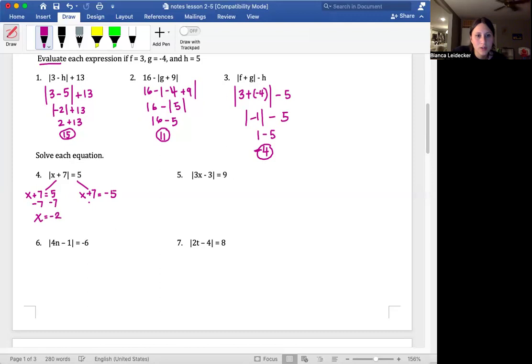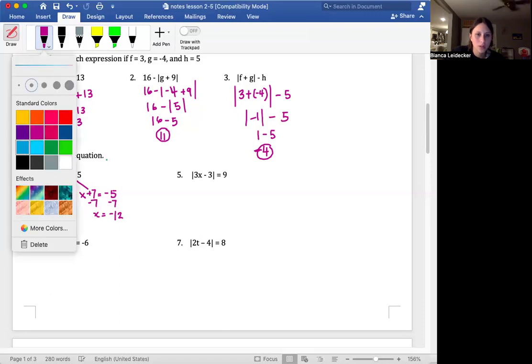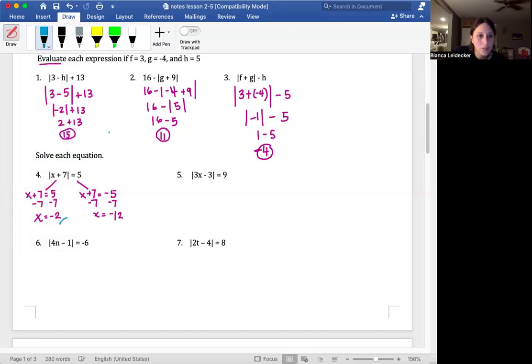And then over here, same thing. I'm going to subtract 7 on both sides. However, it's not -2, because -5 minus 7 is -12. So I actually have two solutions for this problem where x could be -2 or it could be -12. Either one of these solutions, if I plug it in place of x, will give me 5 as an answer once it's in absolute value.